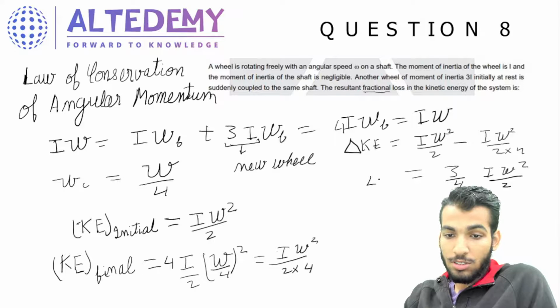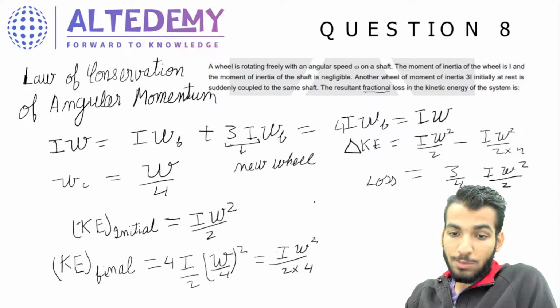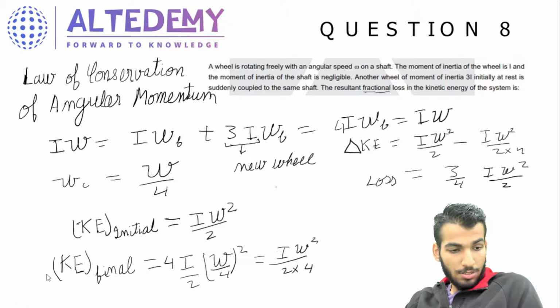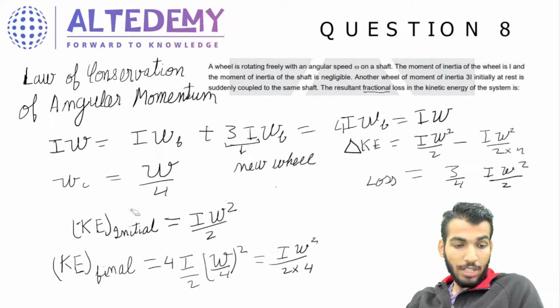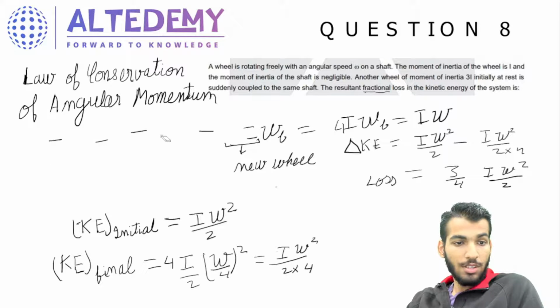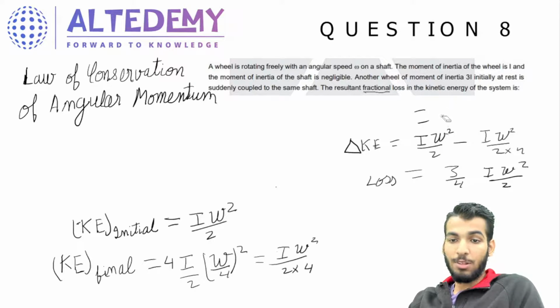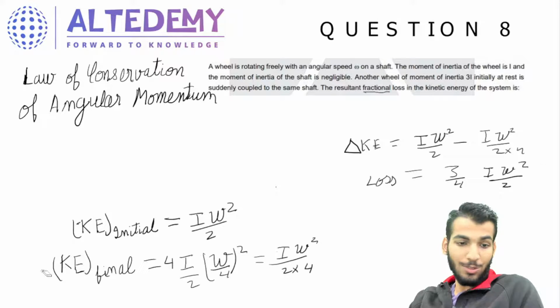That is the loss. Now fractional loss means we're gonna divide the loss by our initial kinetic energy. By the way, you might have known what the answer will be, because it is as plain as day at this moment. So there's nothing to worry about right now.